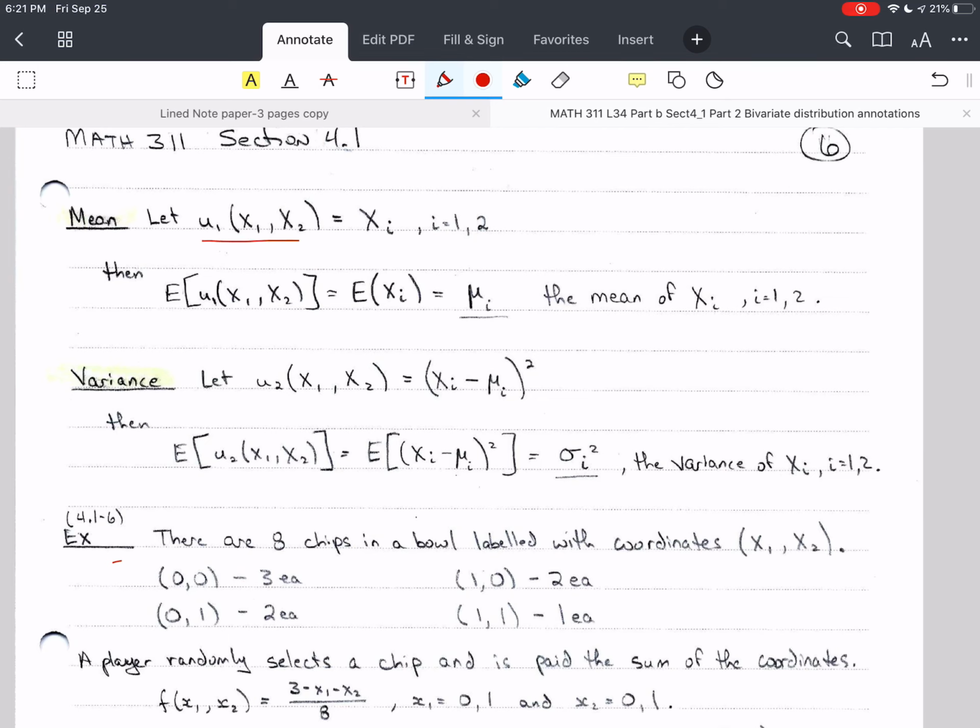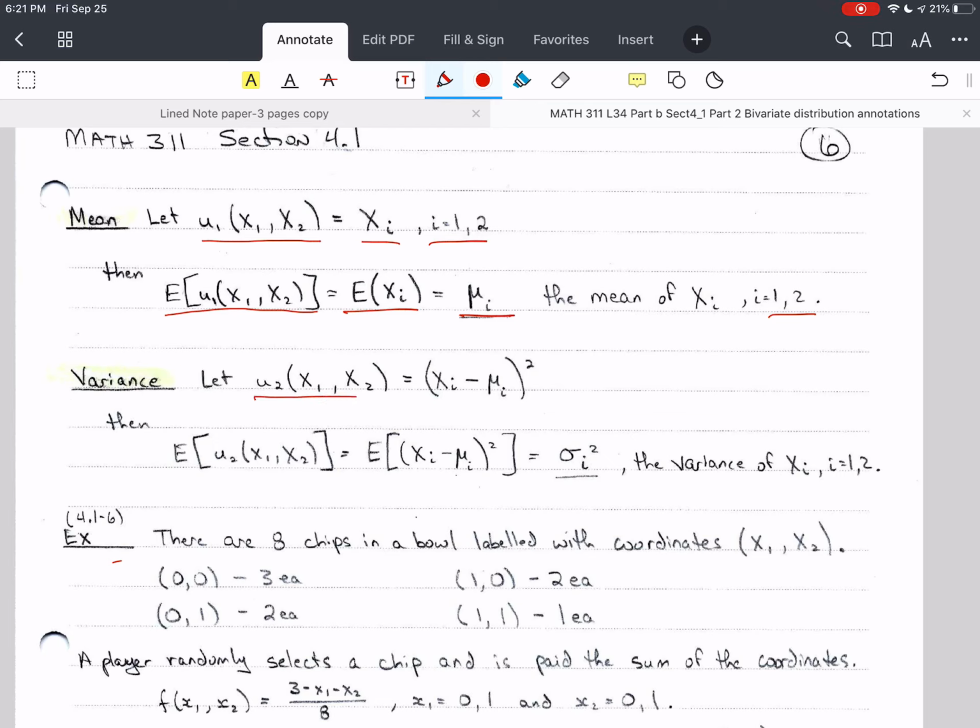I'm going to simplify this. This may look confusing to you at first, but let's say that this function u of x1, x2 simplifies x1 and x2 to just either x1 or x2, so xi, with i being 1 or 2, right? Then the expectation of u1 is equal to E of xi, which is mu i, the mean of xi. And again, it could be x1 or x2 in this case. We only have those two possibilities.